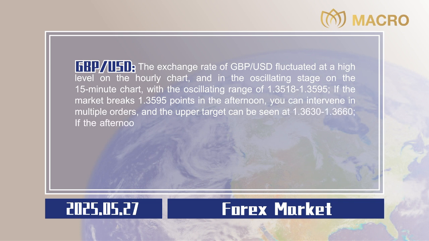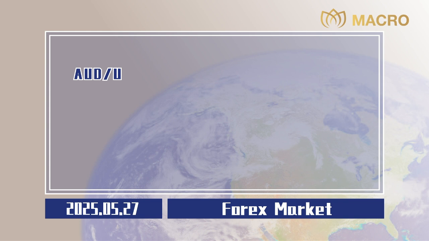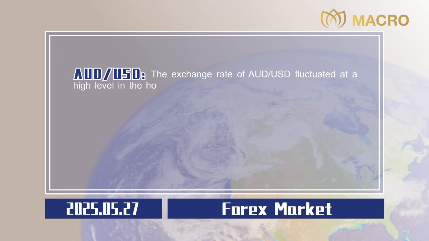If the afternoon market breaks 1.3518 points, you can intervene in empty orders, and the target below can be seen at 1.3480 to 1.3450. Stop losses are all 20 points, 0.0020. Australian dollar to US dollar. The exchange rate of Australian dollar to US dollar fluctuated at a high level in the hourly chart.